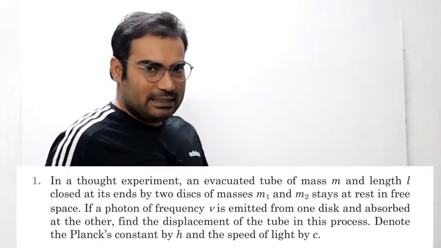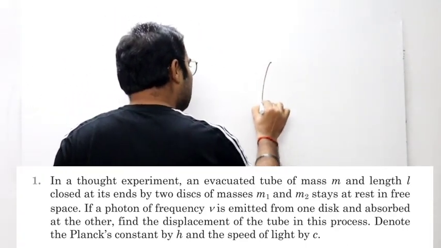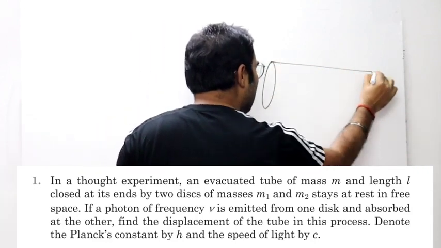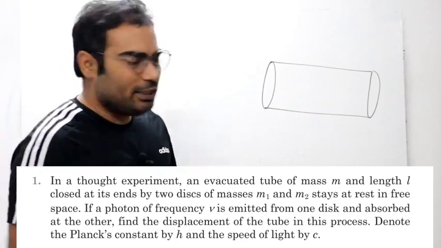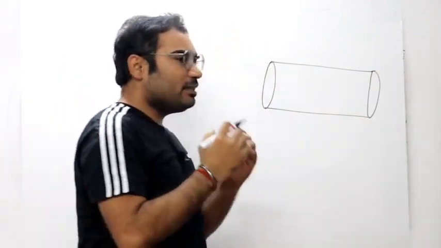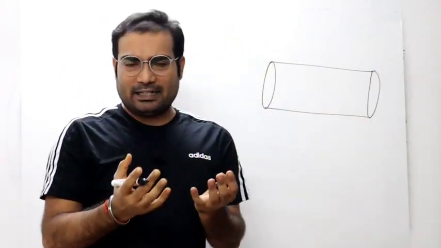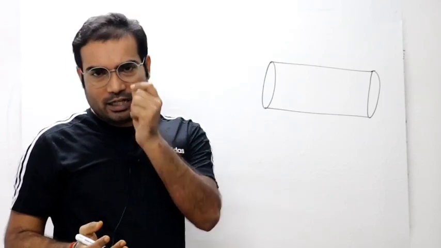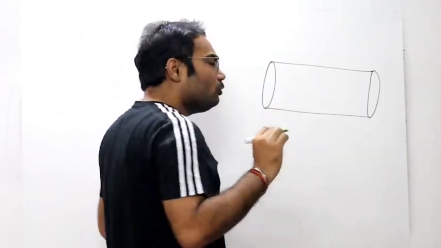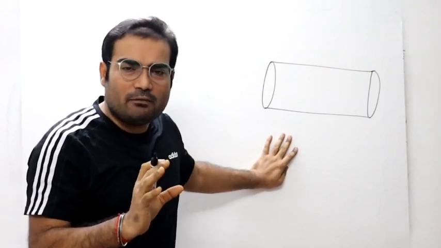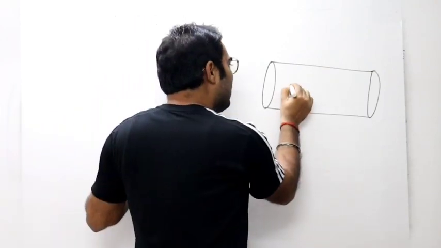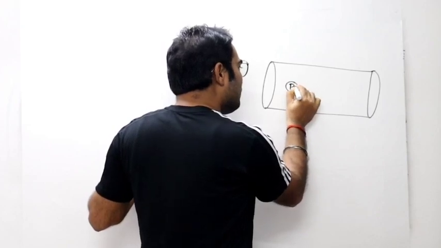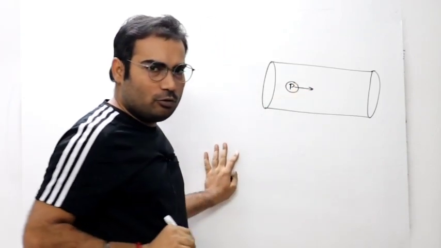First of all, understand that these are the two discs, which are enclosed by an evacuated tube. One disc emits a photon, a single photon, and the frequency of that photon is equal to mu, as given in the question.